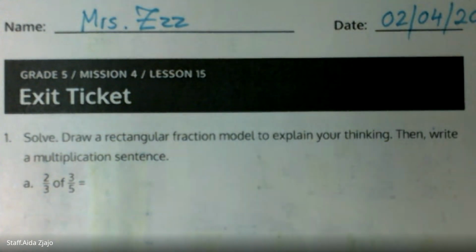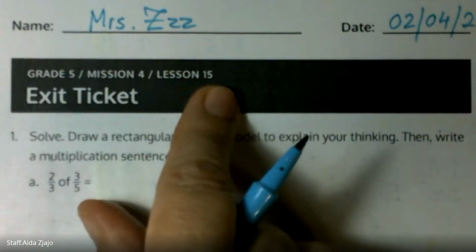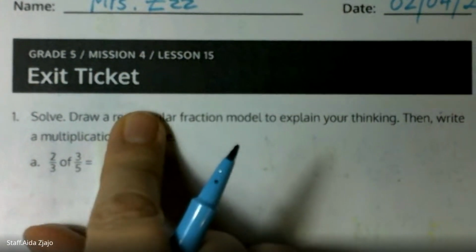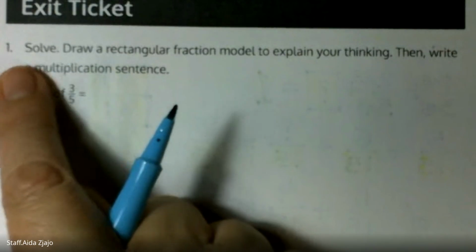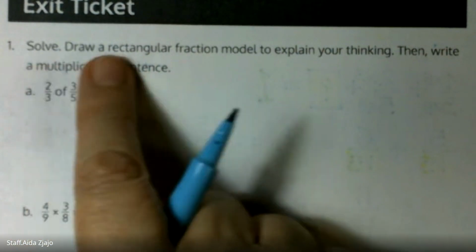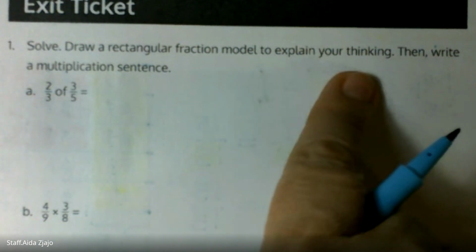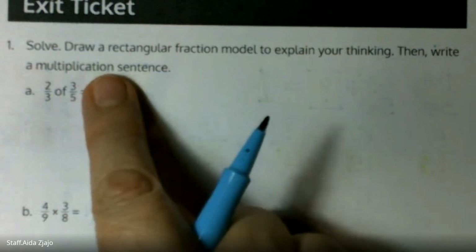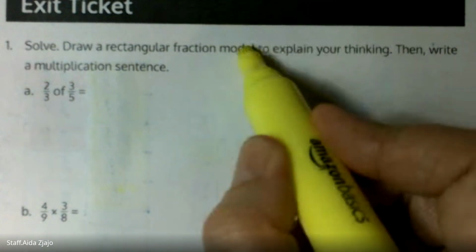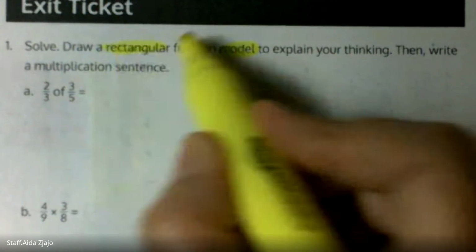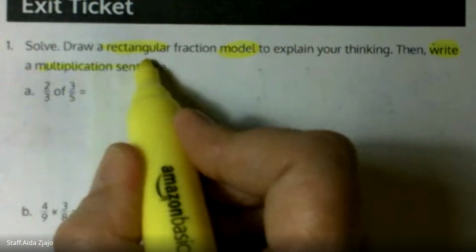Today is February 4th, 2025, and we are working on grade 5 mission 4, lesson 15, exit ticket. Let's talk about question 1. Solve. Draw a rectangular fraction model to explain your thinking. Then write a multiplication sentence. So we need to have a rectangular model, and we also need to write a multiplication sentence.